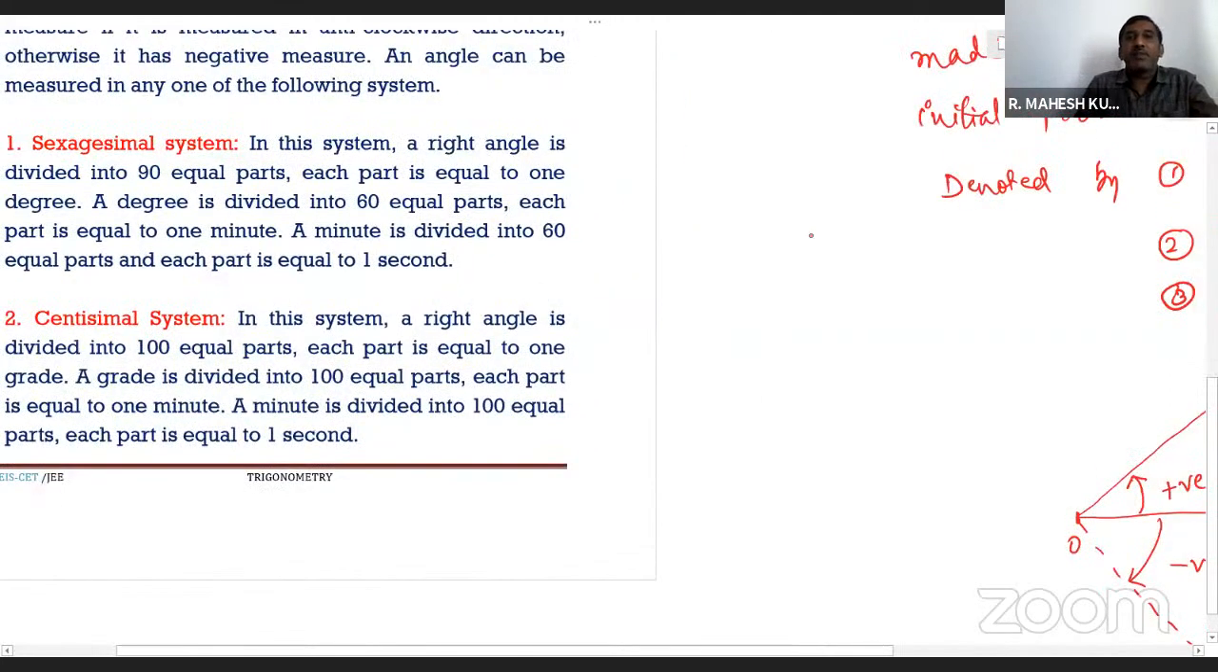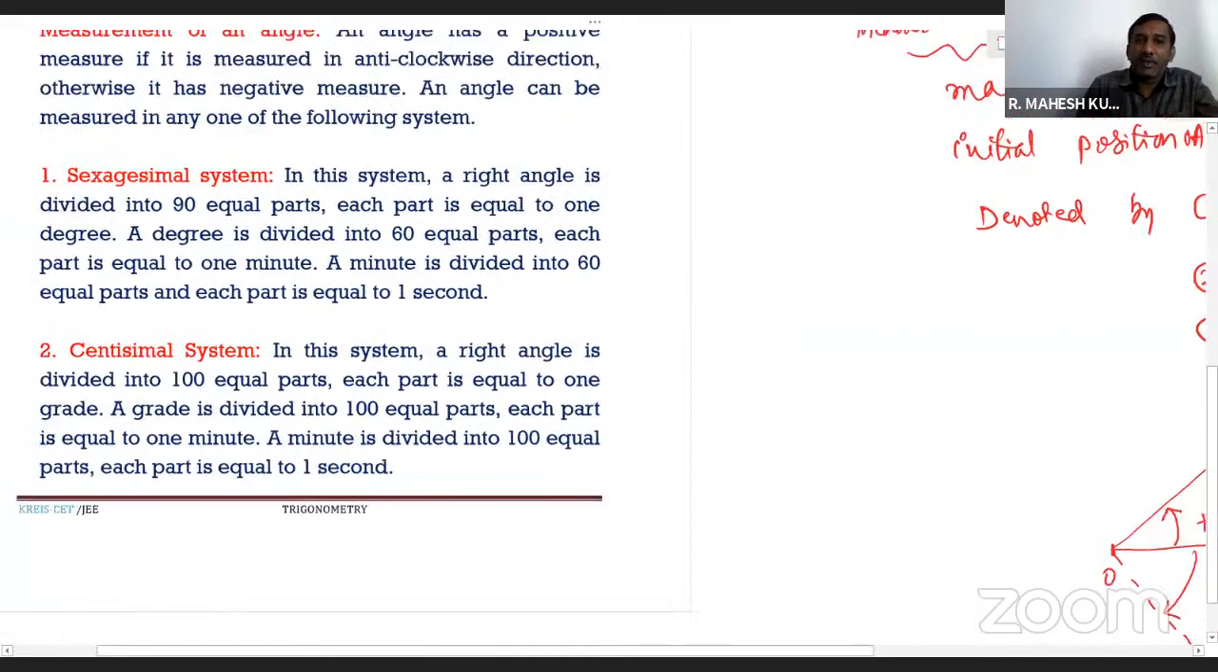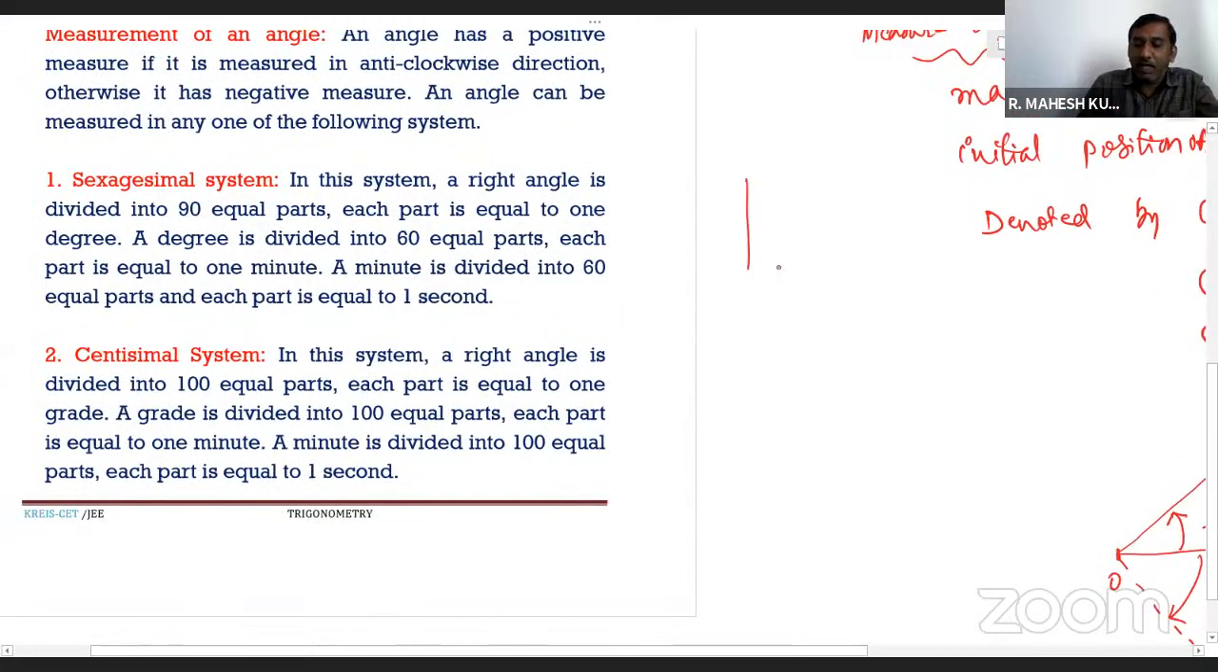So sexagesimal measure ಅಲ್ಲಿ ಹೇಗಪ್ಪ ನಾವು angle measure ಮಾಡೋದು? So we are going to take one right angle. One right angle is divided into 90 equal parts. We are going to divide one right angle into 90 equal parts. And measure of one part is called as 1 degree. Understood? Measure of each part is 1 degree. You are going to denote it as 1 degree.